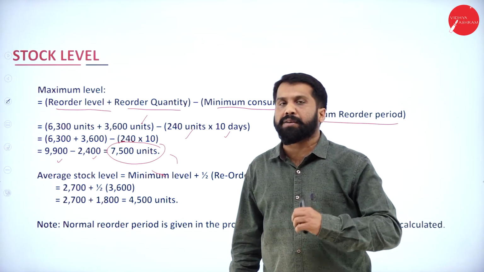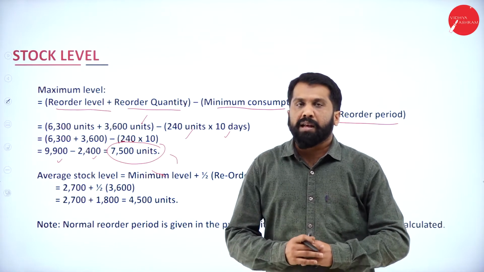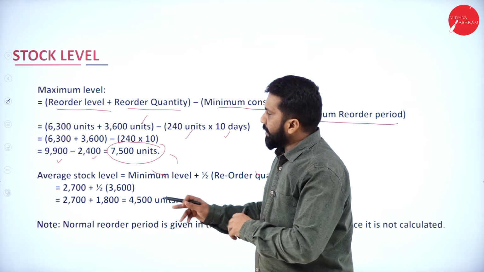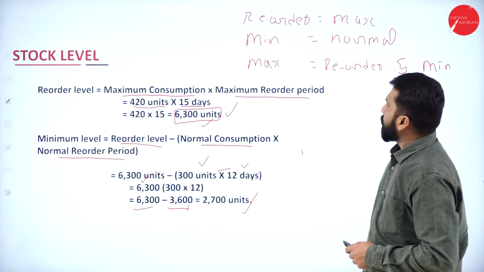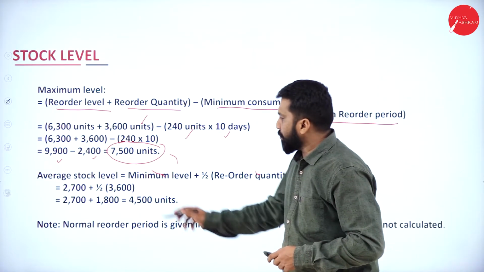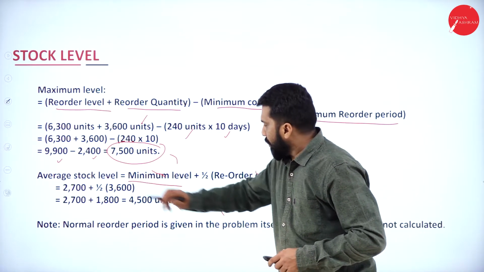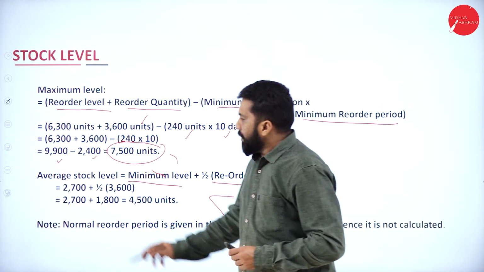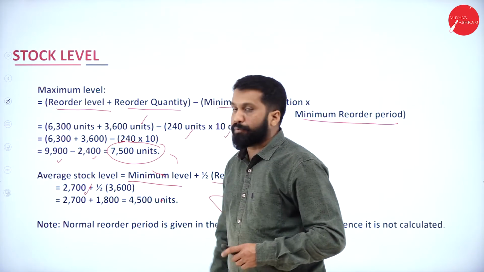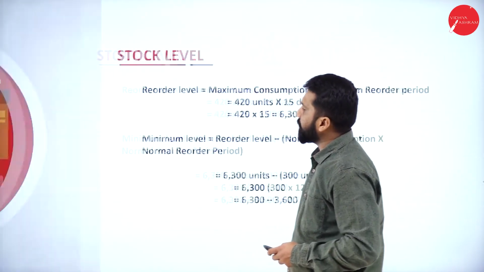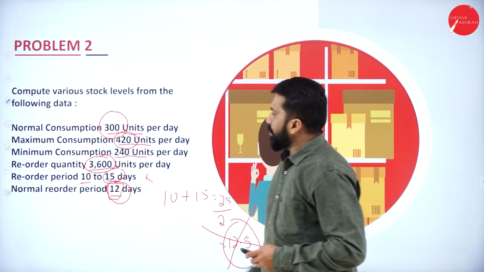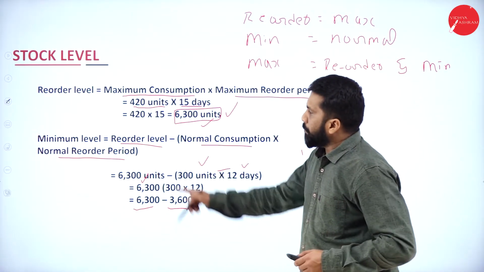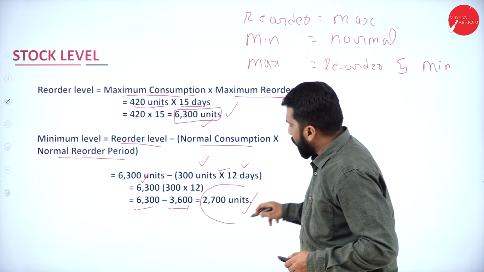The last part will be average stock level. How to go for average stock level? Easiest one. As I told you, average means minimum level plus half of the reorder quantity. What is the minimum level? Minimum level is 2,700. Where do you get the minimum level? I'll go back. As per the question, minimum stock level, do you get anything? No. It is as per the answer. Minimum stock level answer is how much?